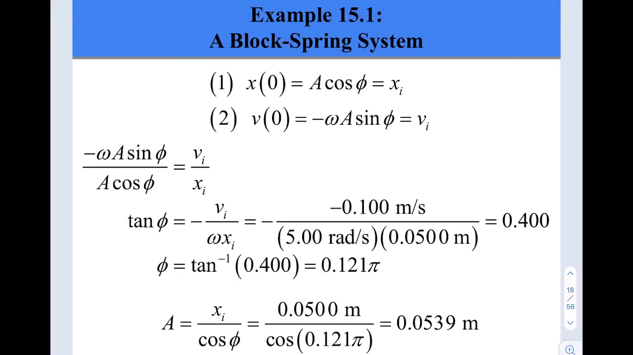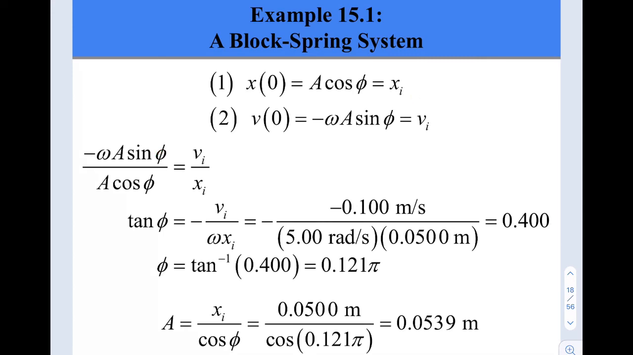Okay, so now the first condition, we know that x when t equals 0 must equal x initial, right? And v at t equals 0 must be the v initial. Okay, so if you refer to this, the solution in this part is actually the ratio between v initial and x initial.